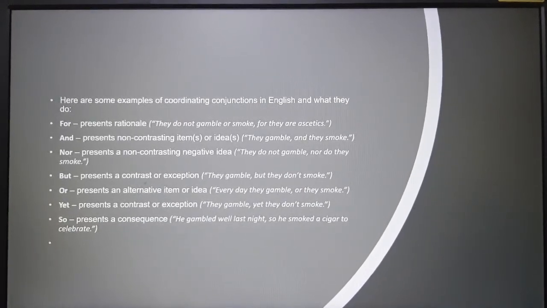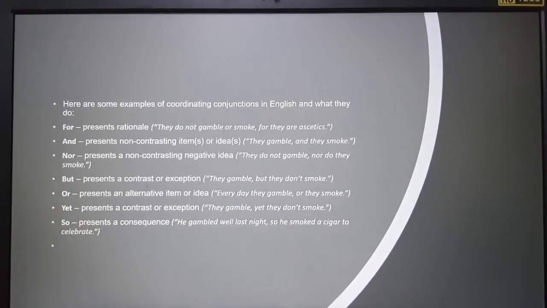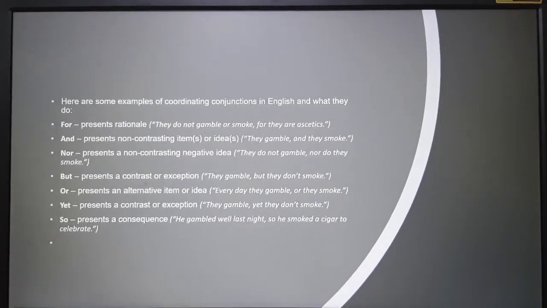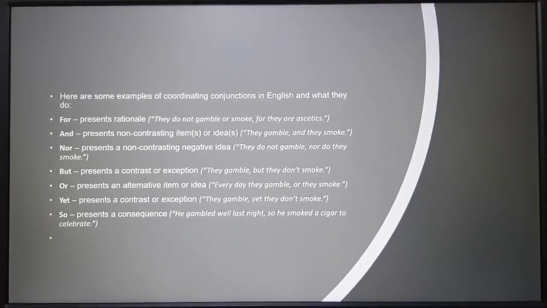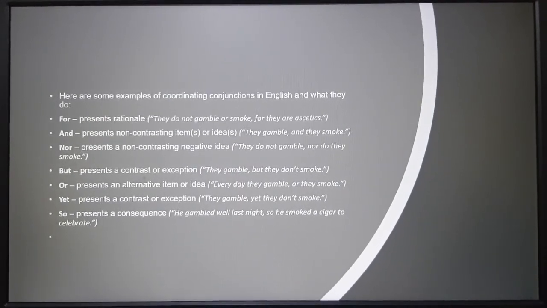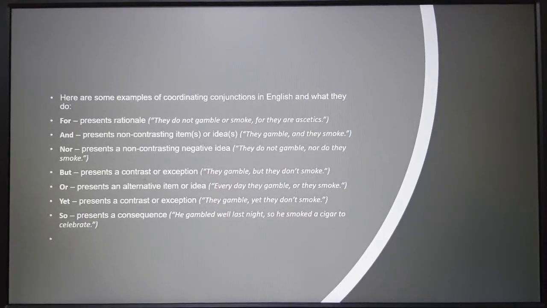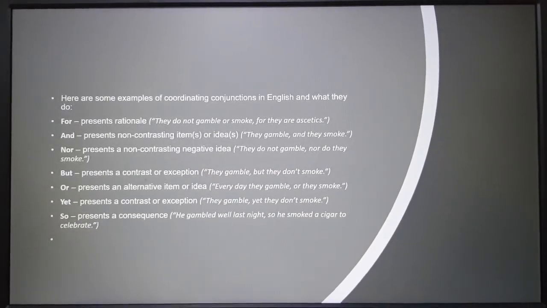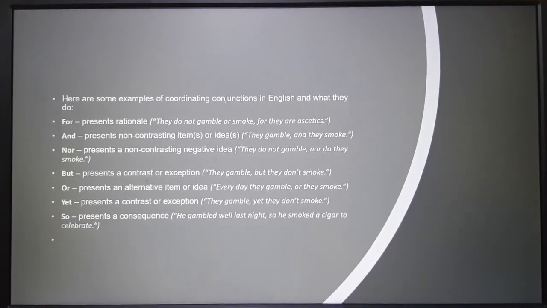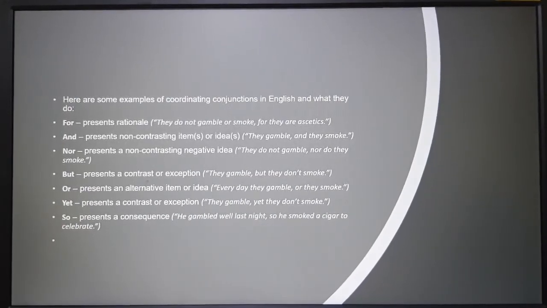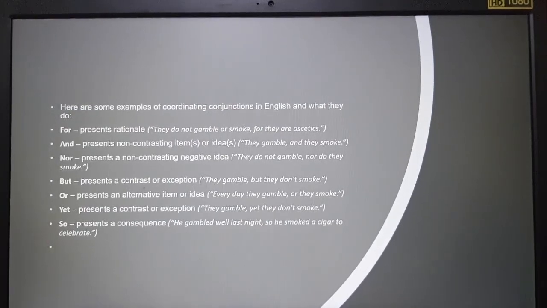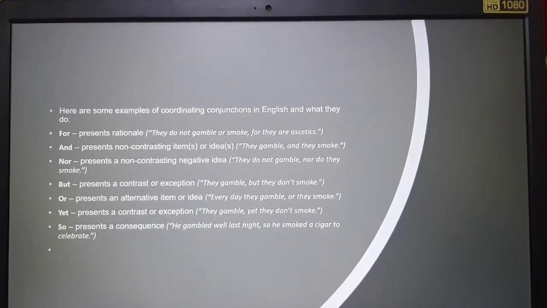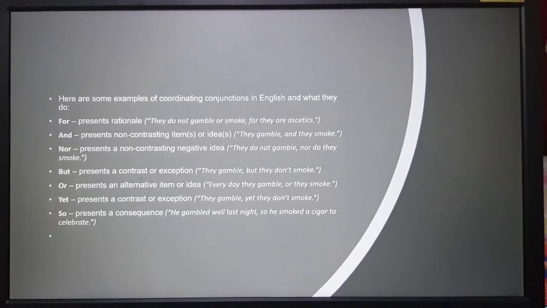But, how do we use but? It presents a contrast or exception. So, they gamble but they don't smoke. Or presents an alternative item or idea. Every day they gamble or they smoke. Yet presents a contrast or exception. They gamble yet they don't smoke. So presents a consequence. He gambled well last night, so he smoked a cigar to celebrate. So you can see how they can be used.